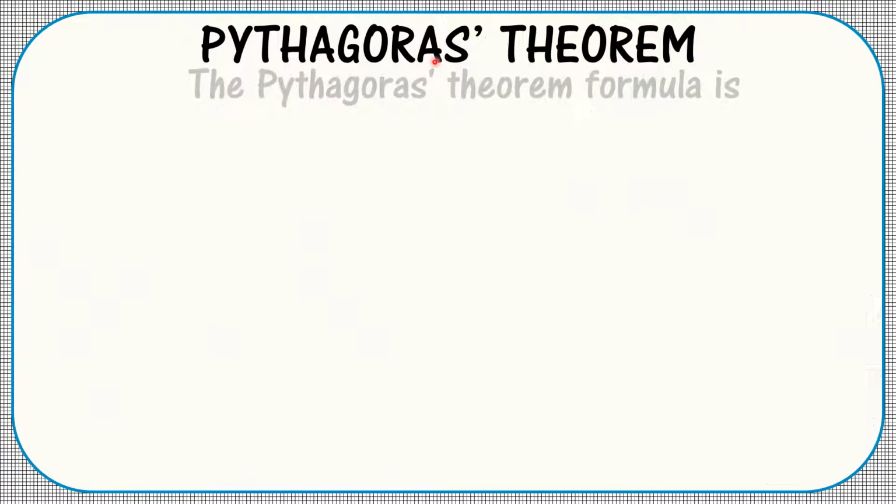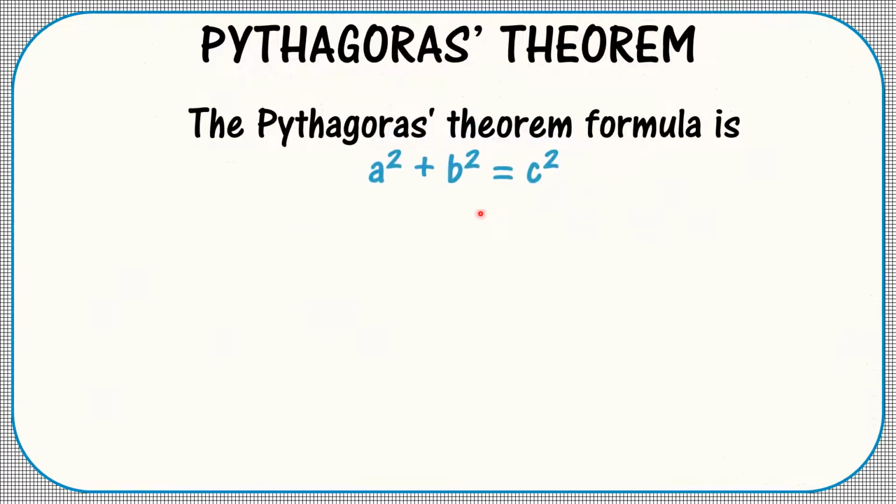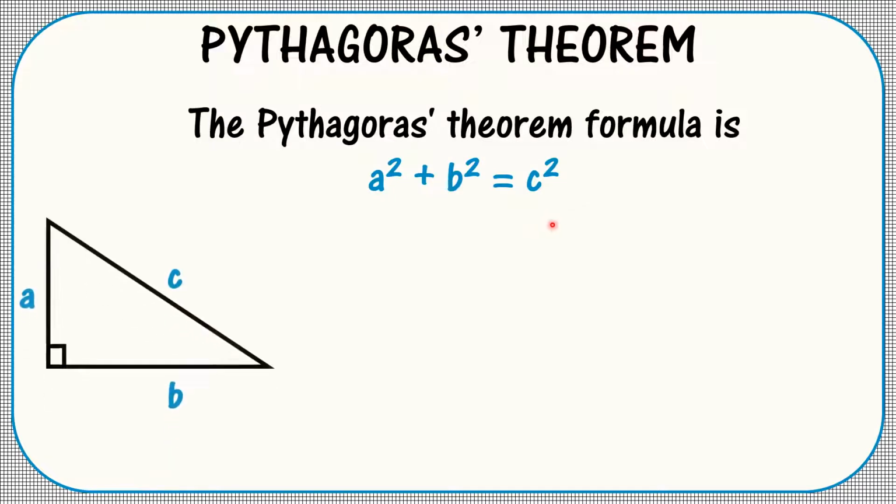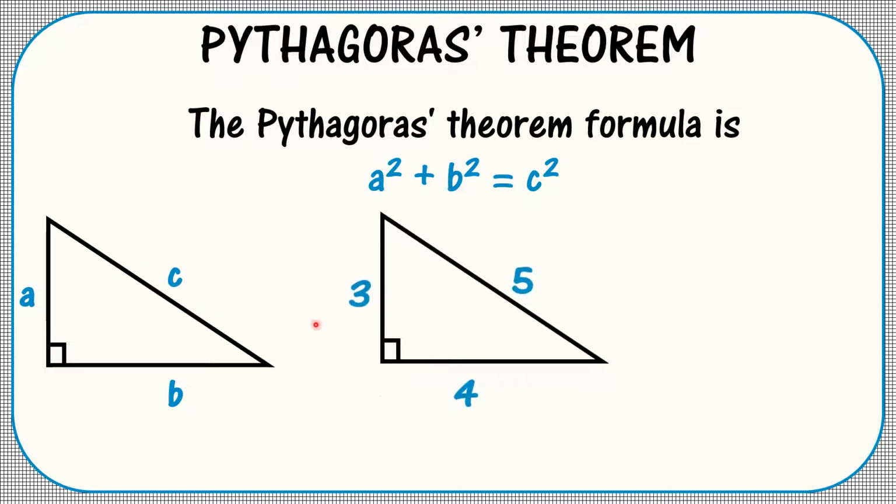So Pythagoras' theorem has an easy formula for us to remember. It is a squared plus b squared equals c squared. So here we have a right angled triangle. What we are saying is that if we square the value of a and we square the value of b, it will equal c squared. Let's put some values here.